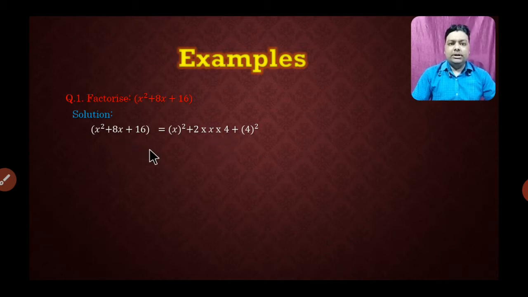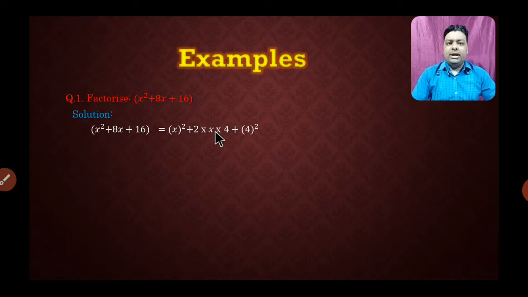Now here you can see it is matching. 8x here, 8x here, matching. It means it is in the form of a square plus 2ab plus b square. Okay. So like this. Now a will be what? x, and b will be 4.